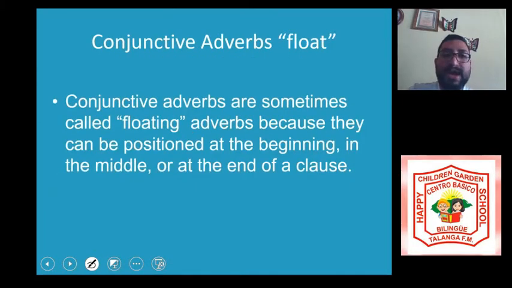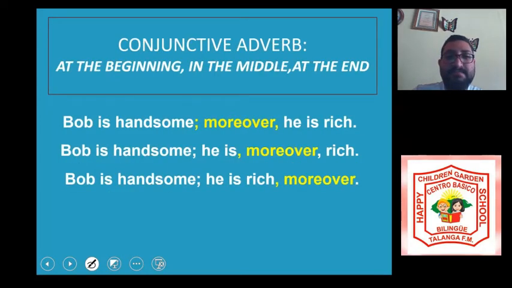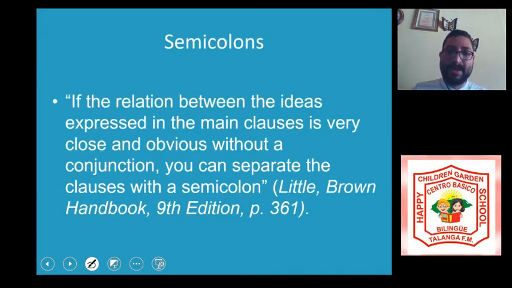Okay? Next we have conjunctive adverbs that are floating, because they can be positioned at the beginning, at the middle, or at the end of a clause. But is handsome; moreover, he is rich. But is handsome, he is moreover rich. But is handsome, he is rich, moreover. We can put it like this. We are not going to use these a lot in the book, but it's important that you know them.